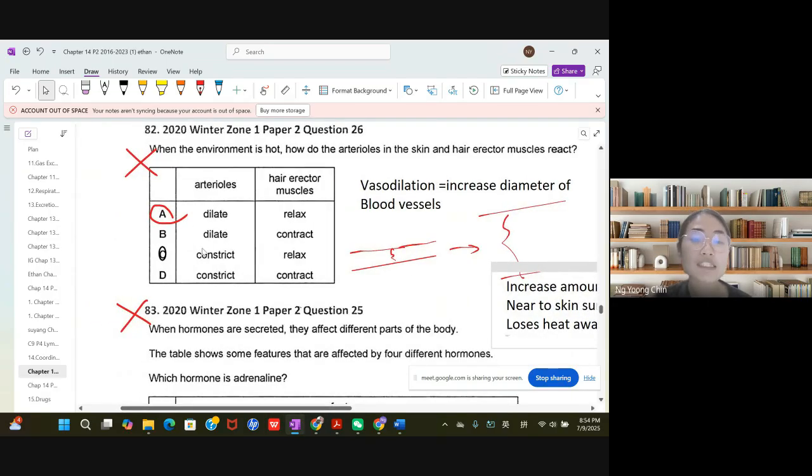You only undergo vasoconstriction once you are chilled, okay? Or it means that you feel very, very cold. Chilling, we call it chilling. Cold.